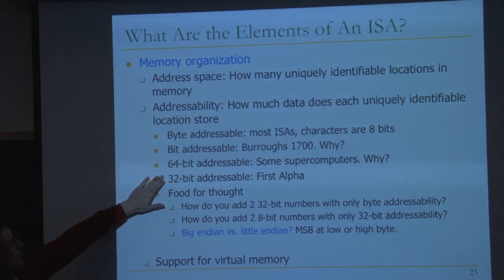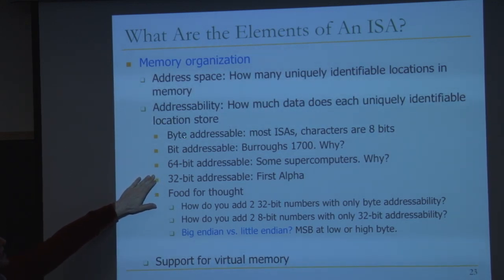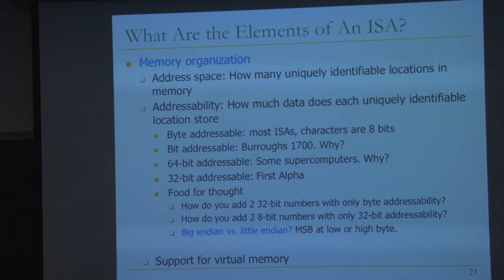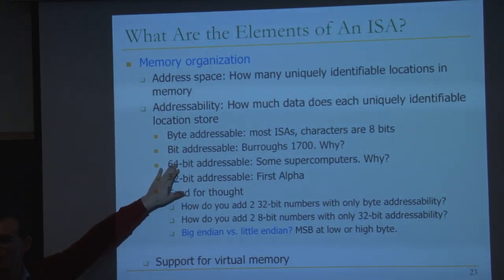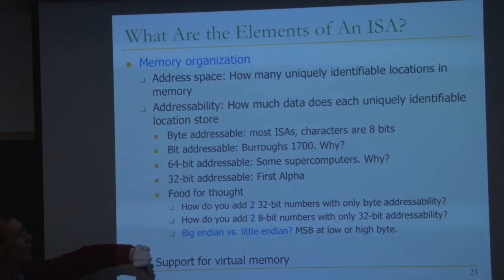You could actually have a 64-bit addressable machine. In this case, your granularity of addressability is higher, 8 bytes. Some supercomputers actually had that because they operated on values that are as large as 64 bits. They didn't really need to address every single byte. So again, this shows how you can tune the ISA to your design point. If you're running only supercomputer jobs where elements are 64 bits, maybe this is a good design choice to make for that design point.